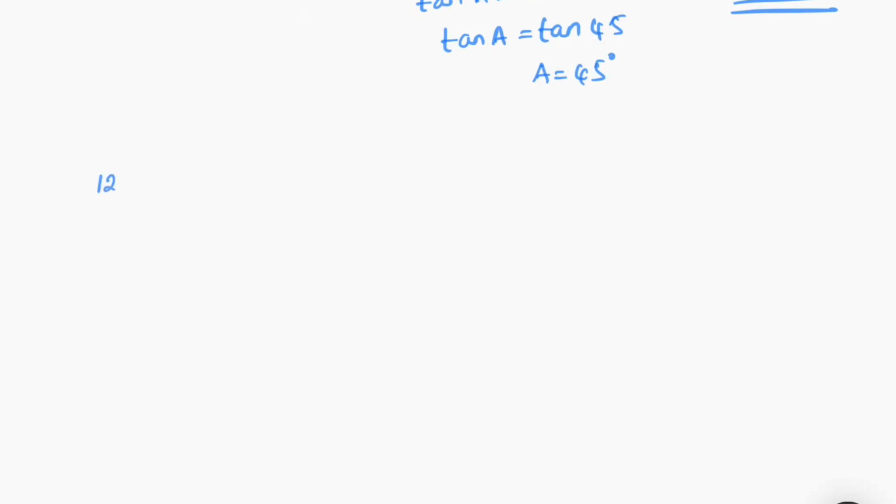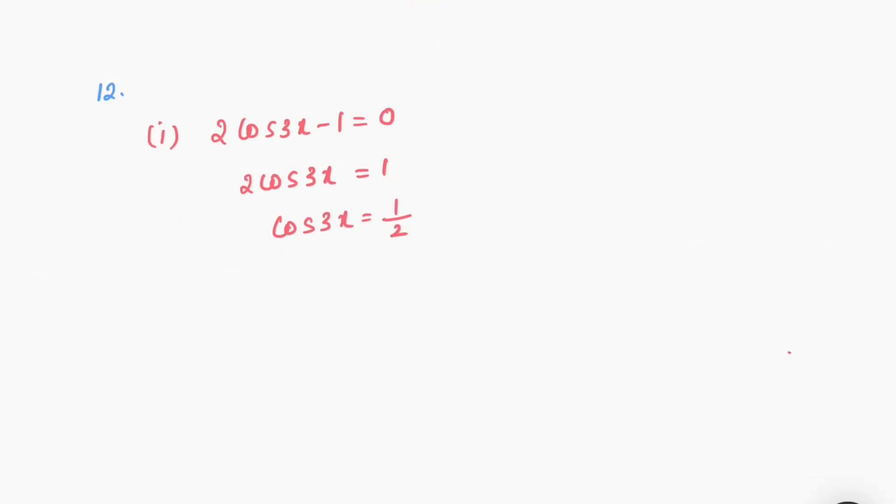Now coming to the 12th main. So it's given in 12th main, solve for x. Let me do a few questions. First one. 2 cos 3x minus 1 equal to 0. Similar way. 2 cos 3x equal to 1. Again, cos 3x equal to 1 by 2. So again, for which value of cos do we have 1 by 2? 60. So cos 3x is equal to cos 60. So I can take it as 3x is equal to 60 degree. X equal to 60 by 3, that is equal to 20 degree.